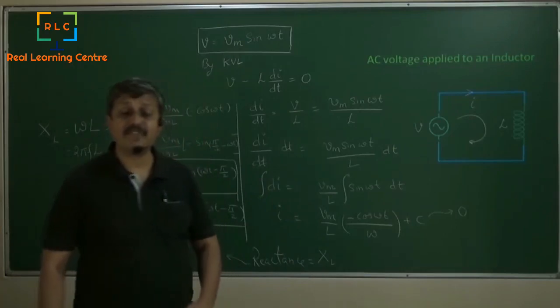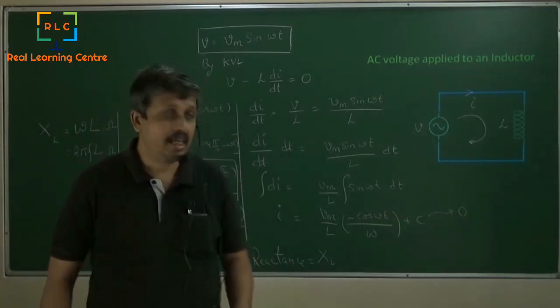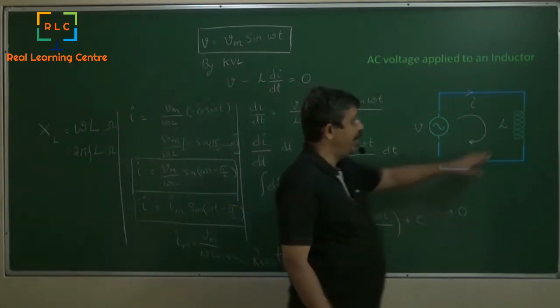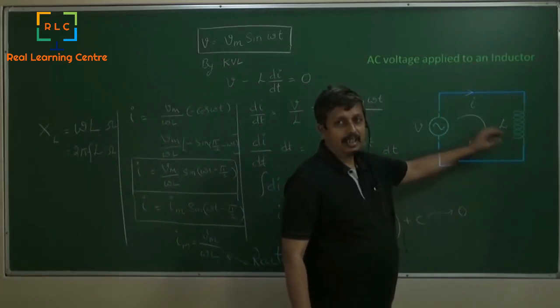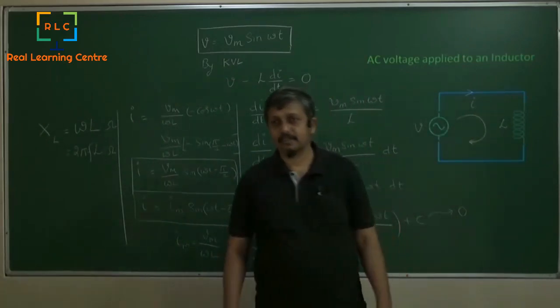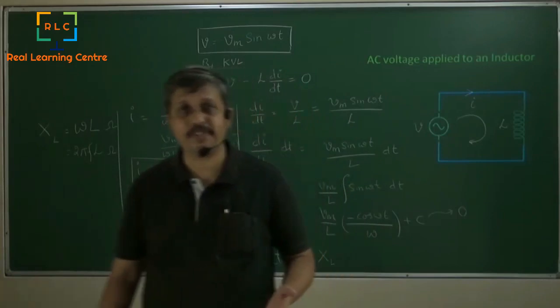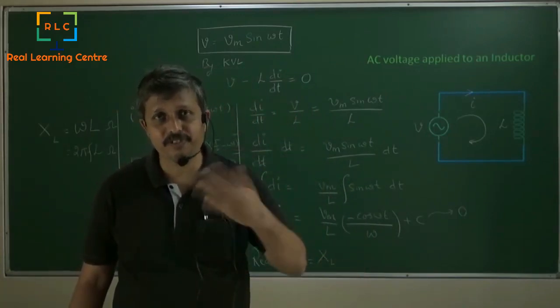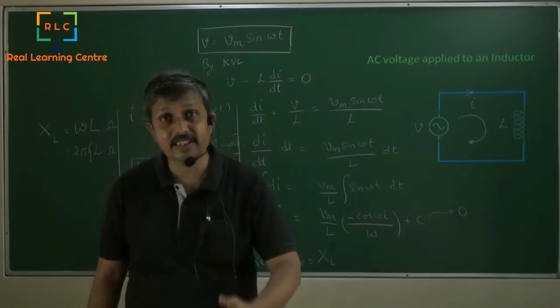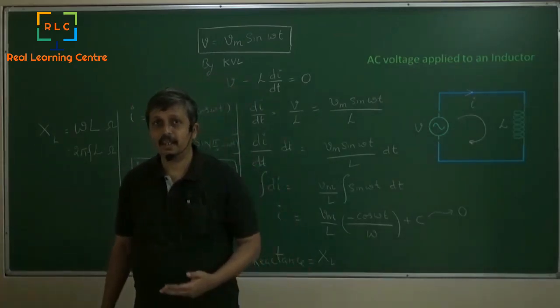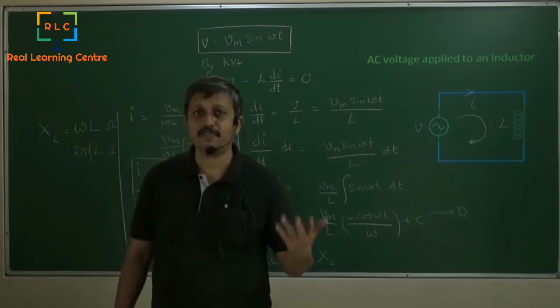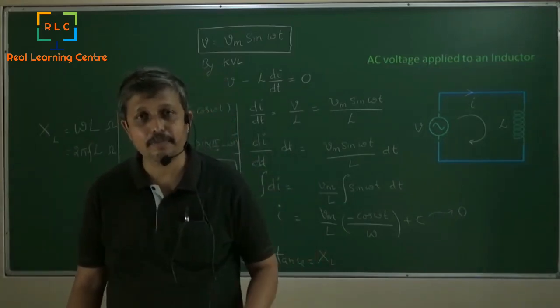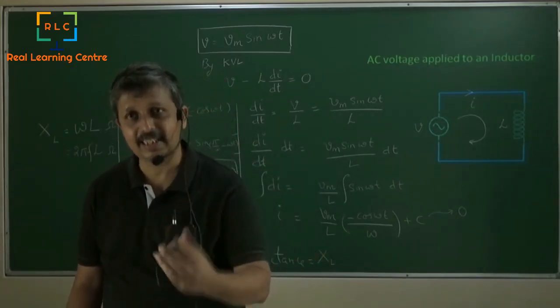So for very high frequencies, this will become a very high reactance, and current keeps on reducing. So it opposes change in current. Okay, it opposes change in current. Resistance opposes current itself, the flow of current, whereas inductance opposes change in current.